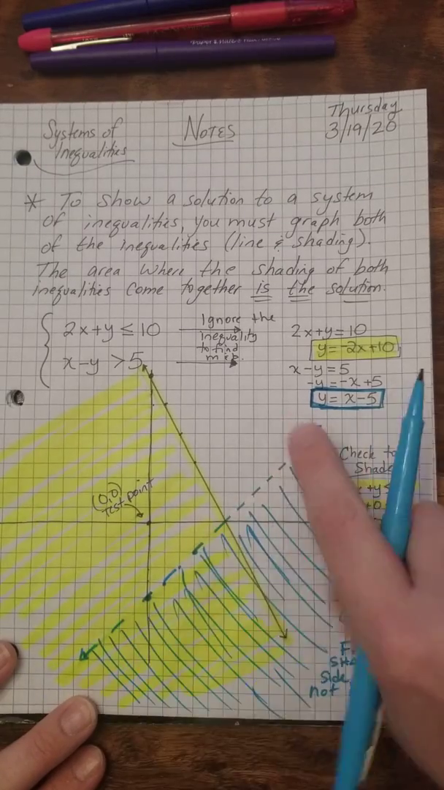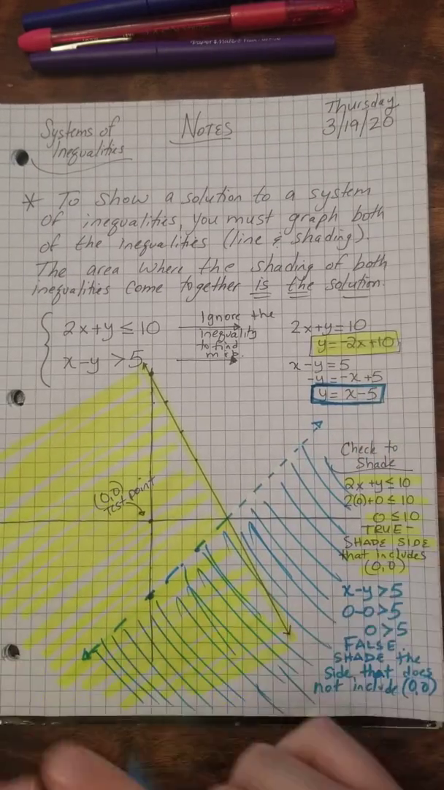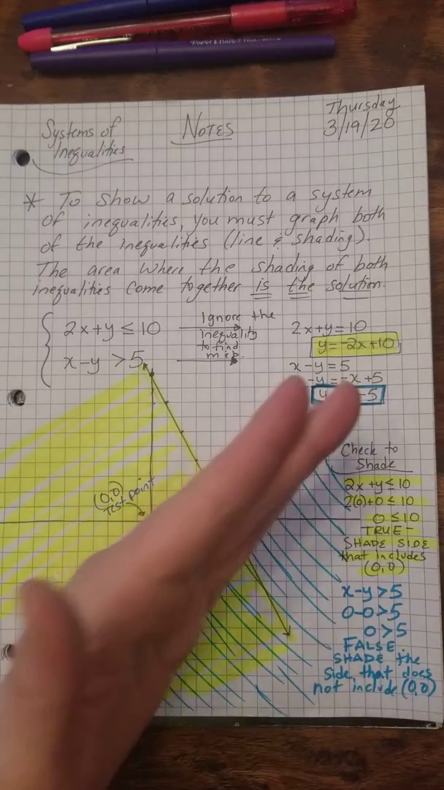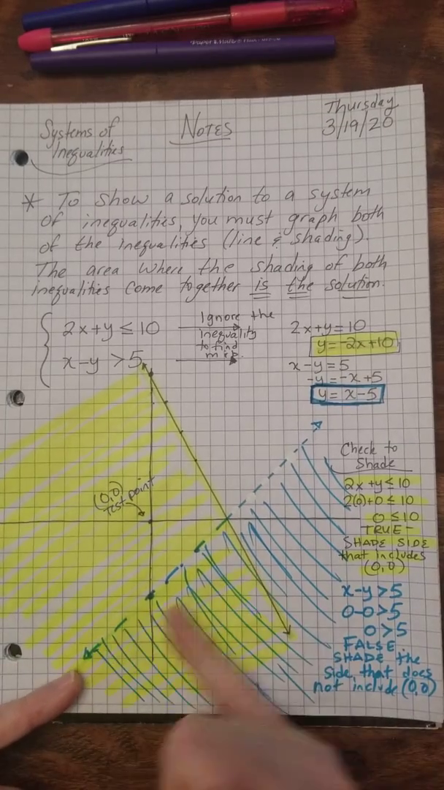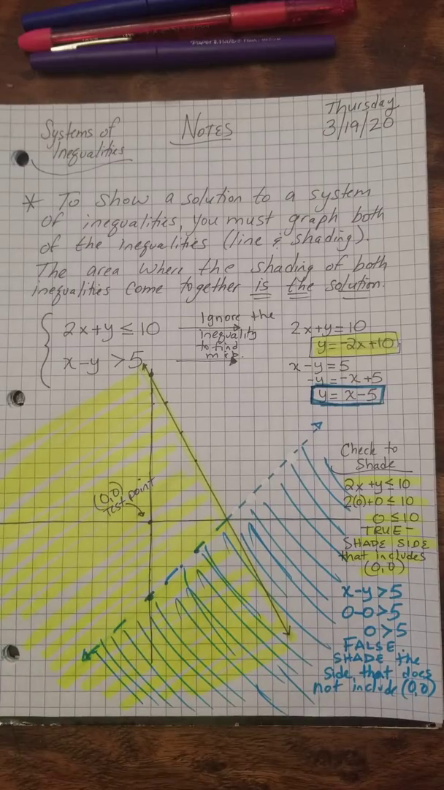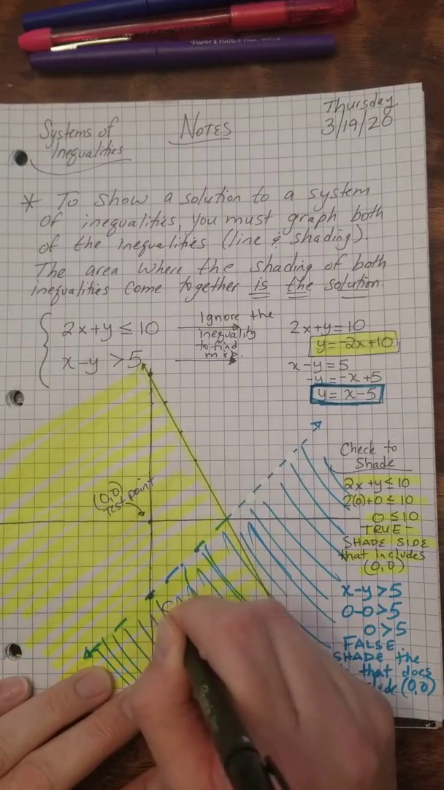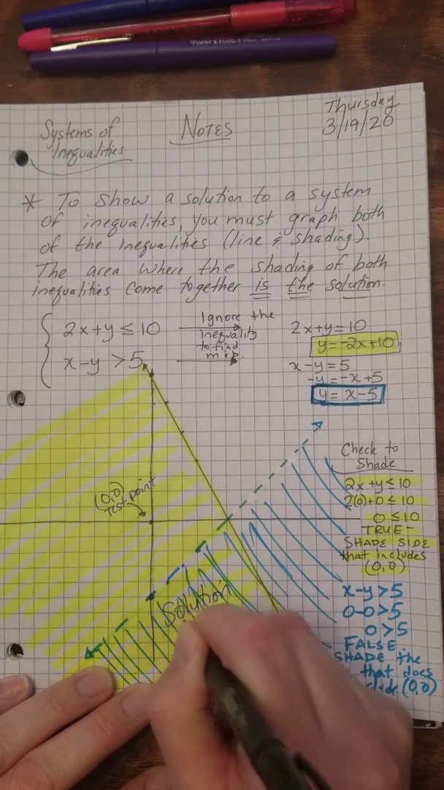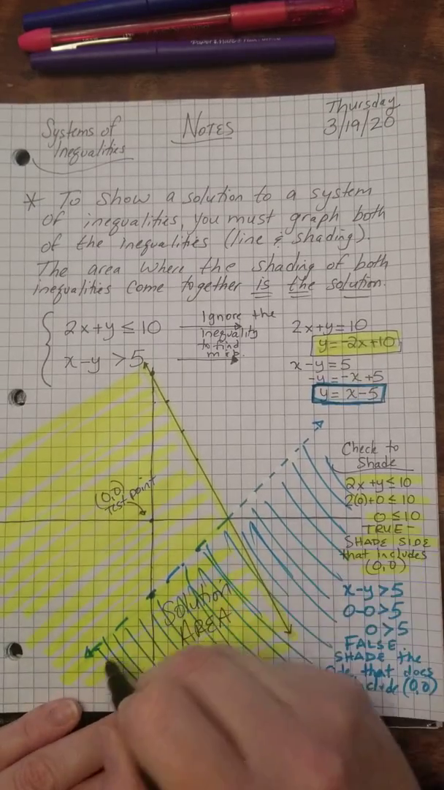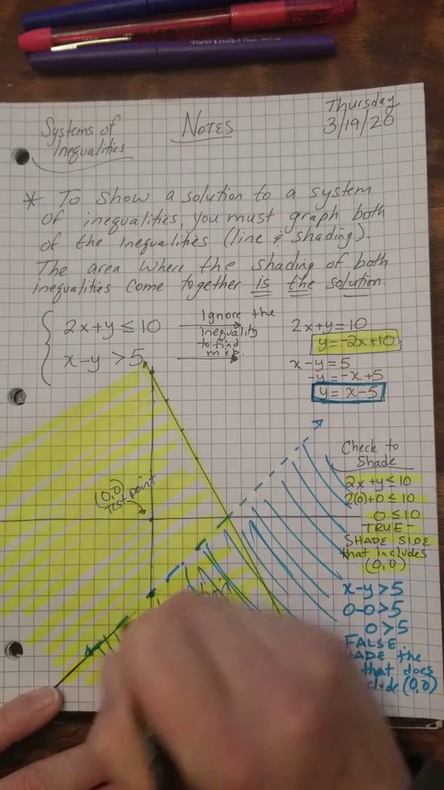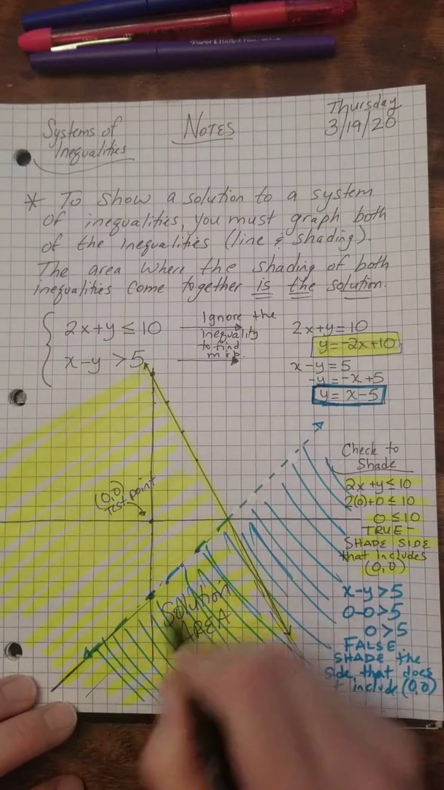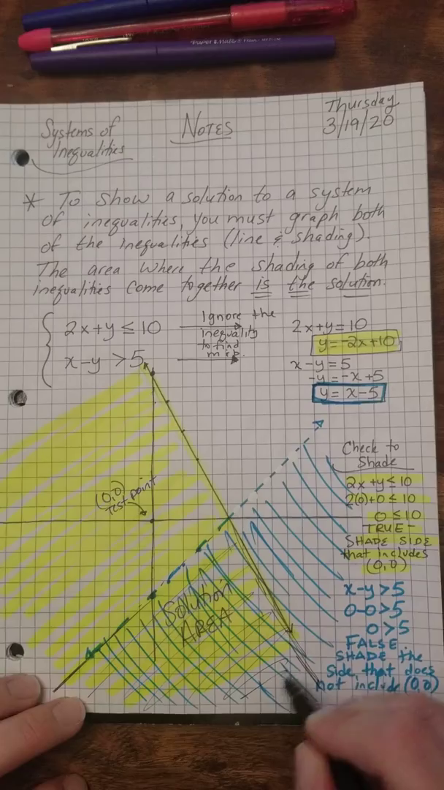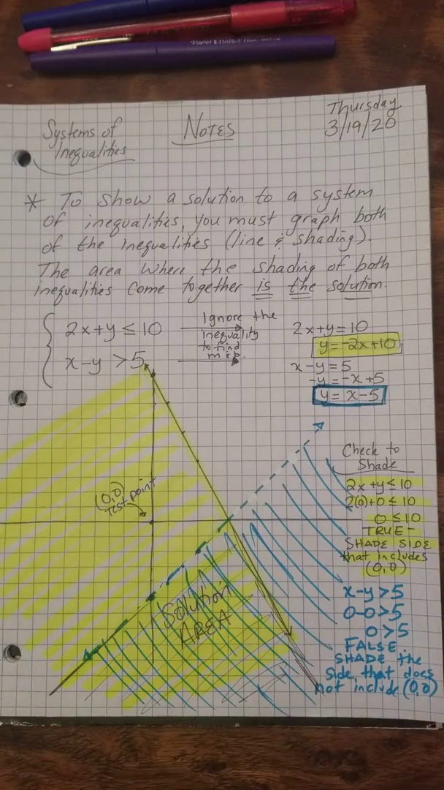The dashed line tells us that no point on that line actually satisfies the inequality, just the points to the right of that line. So your solution here is this. Where the two shadings come together, this ends up being your solution area. It's everything that goes from here, except this is dotted, to here. So this whole area right here, this is your solution. And then you're done. That's all there is to it.